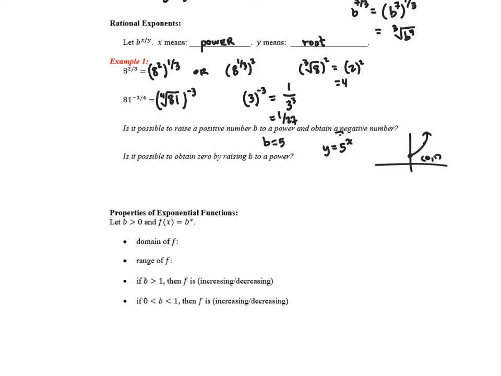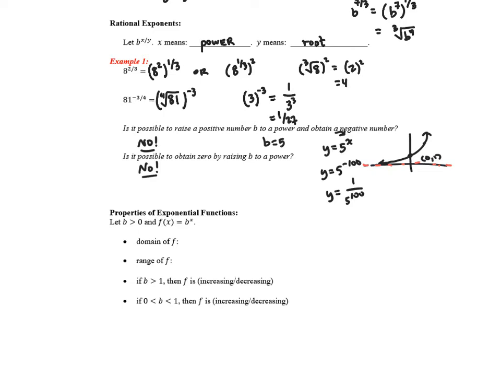But as x gets smaller, let's say that y is equal to 5 to the negative 100th. Well, that's still going to be positive. It's going to be 1 over 5 to the 100th, but it's going to be approaching 0. So as x approaches negative infinity, it approaches 0. Therefore, it's not possible to create a negative number by taking a positive number to a power. Is it possible to obtain 0 by raising b to a power? Also no. You see that we're approaching this horizontal asymptote, never will equal 0. It'll get really, really close, but never get there.